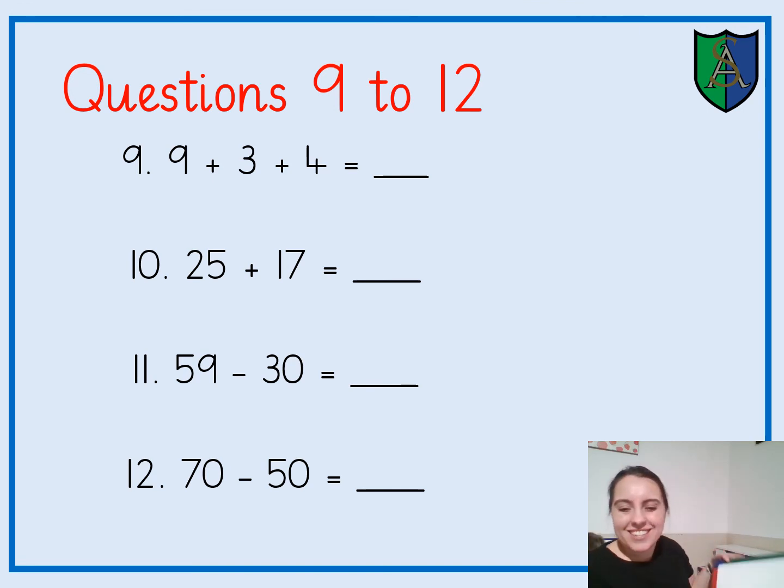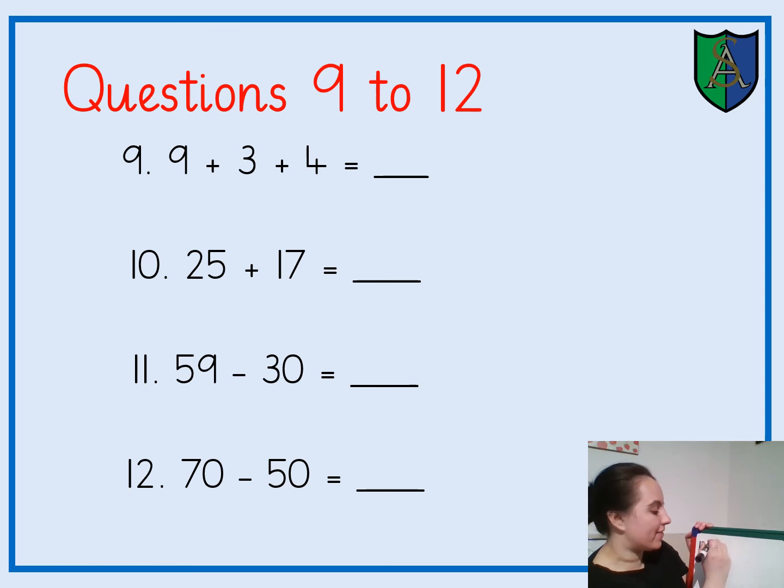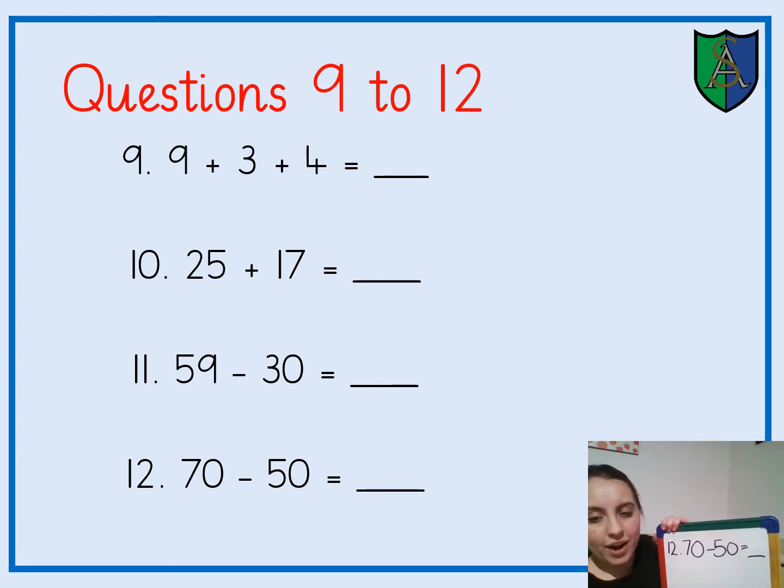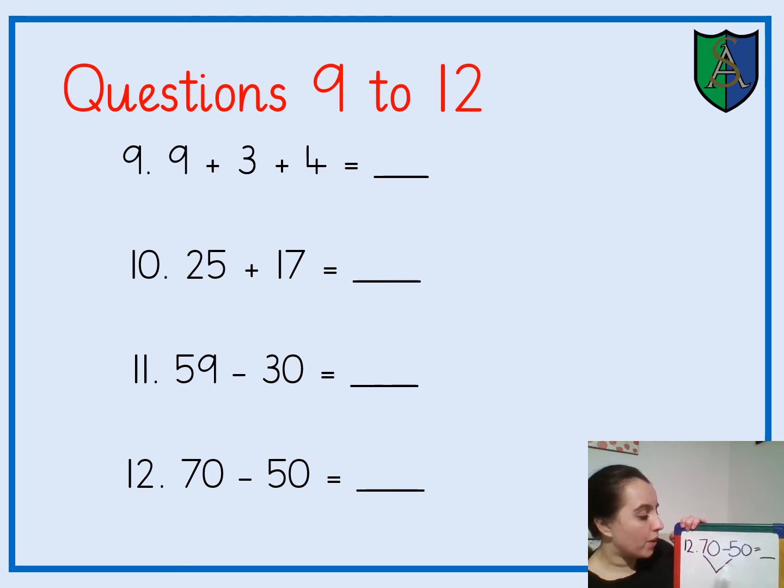Okay, let's move on then to question number 12. In question number 12, we've got 70 take away 50 equals something. Again, I'm going to use my triangle method to demonstrate how I would go about working this one out. So we've got 70 take away 50. Well, if I know 7 take away 5, then I also know 70 take away 50, because all I have to do is put 7 fingers in the air or put 7 in my head and take away 5, which is equal to 2. Okay, but it's not 2 because we're working with our tens.